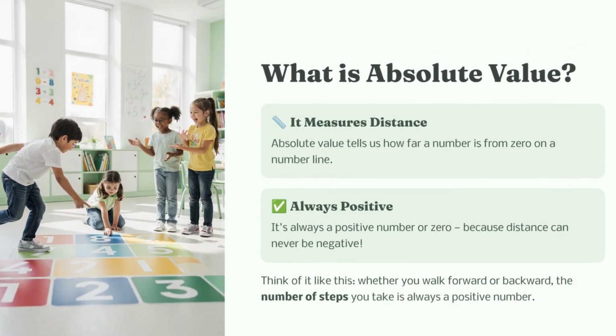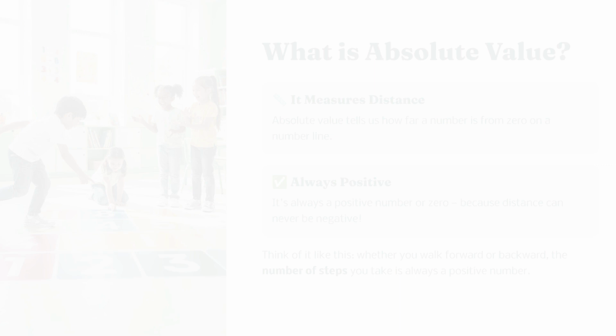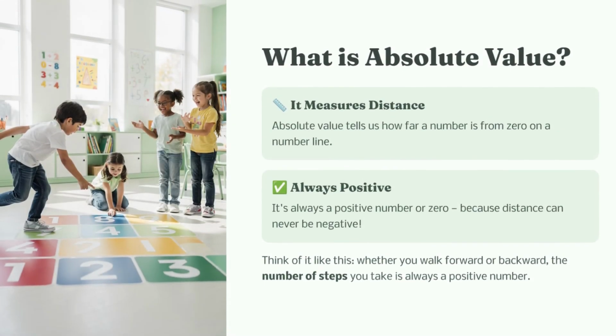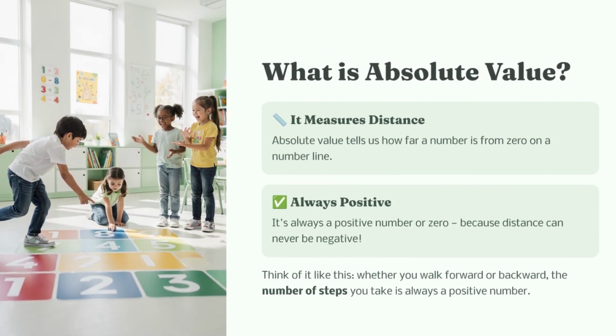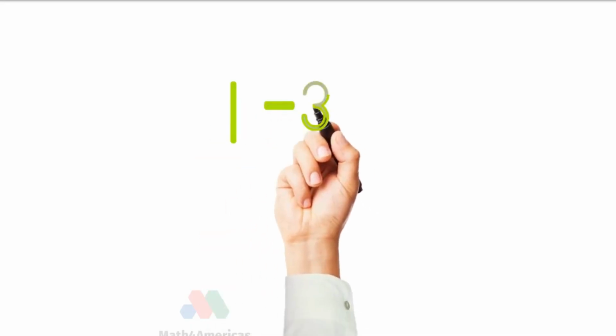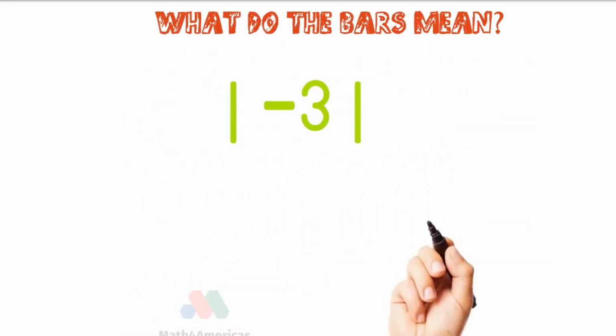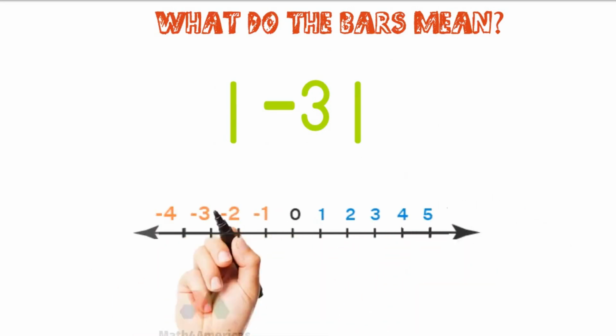Let's find out together. Absolute value tells us the distance a number is from 0 on a number line. And here is something important. Distance is always positive. These bars around a number are called absolute value bars. At first they might look strange, but they help us focus on one idea only: distance.